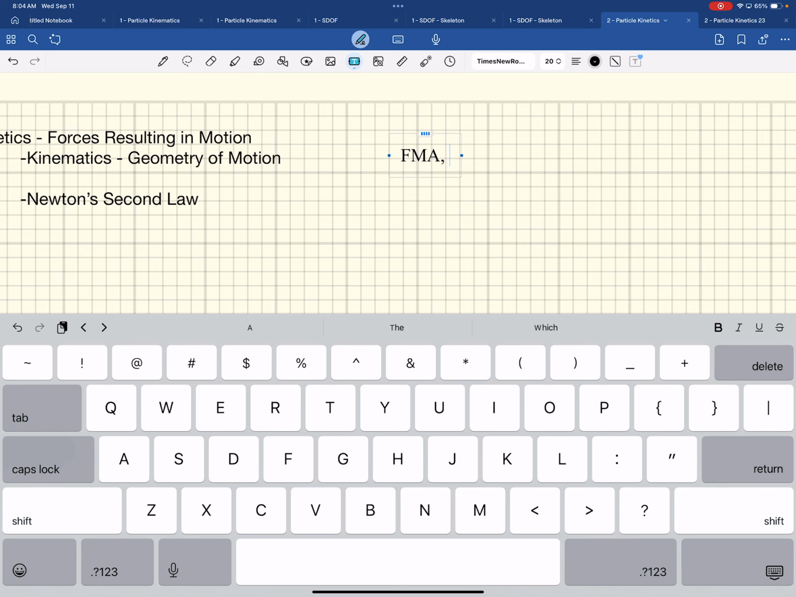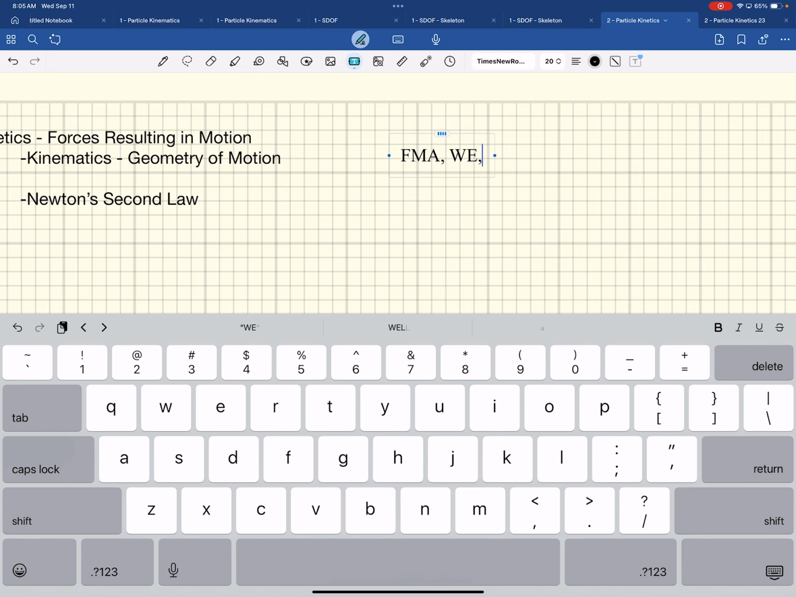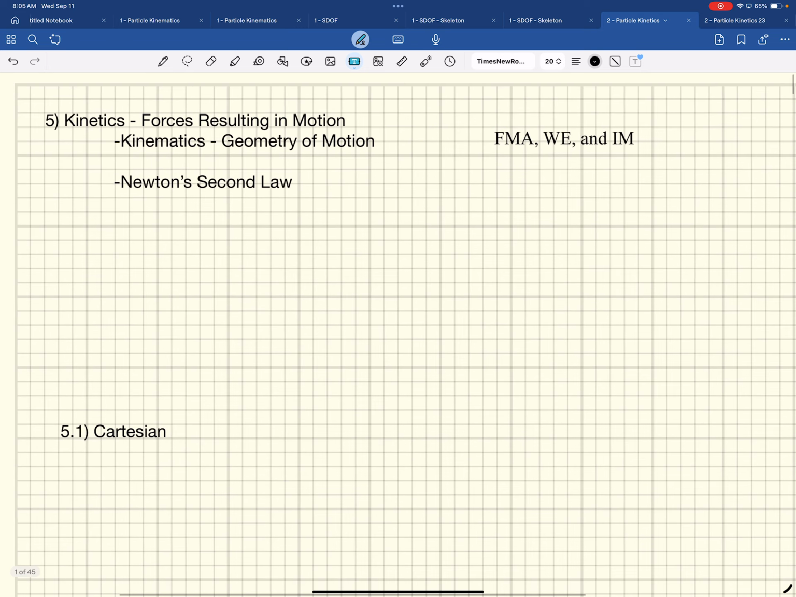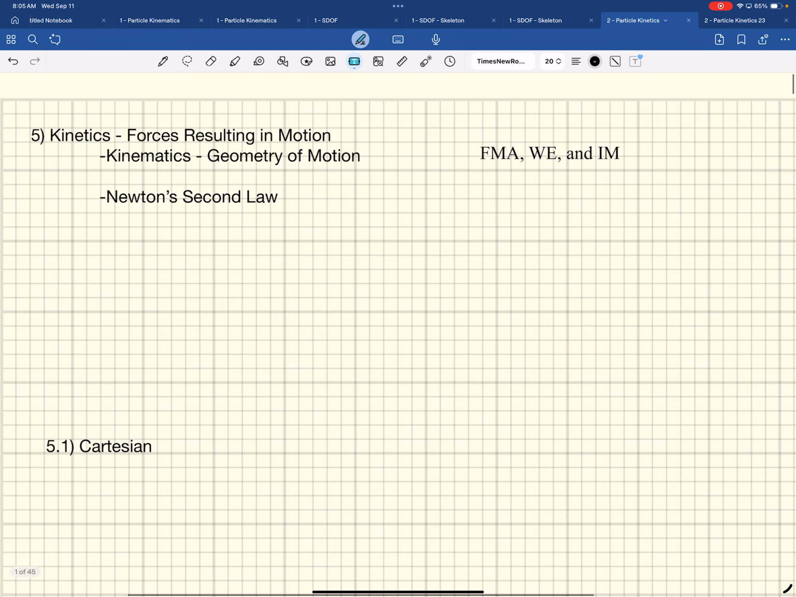FMA, work energy, and impulse momentum. All right, so kind of just give you a little roadmap of where we're headed. We're going to do FMA. We're going to do it in 3 different coordinate systems, the 3 that we just did, right? Cartesian coordinates, normal tangent, and polar coordinates.